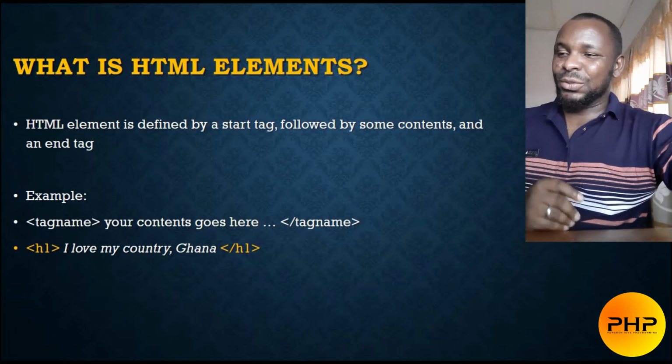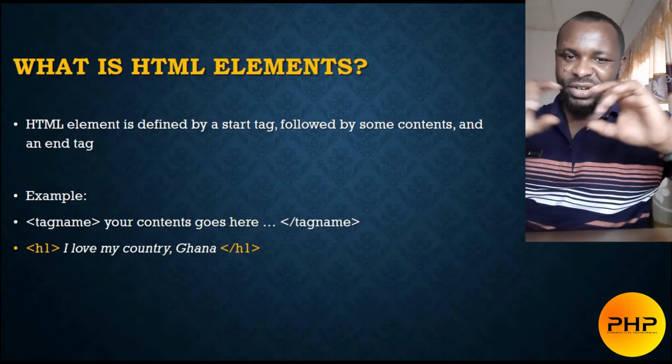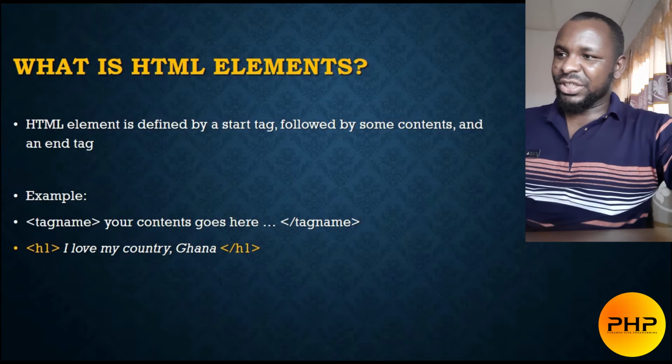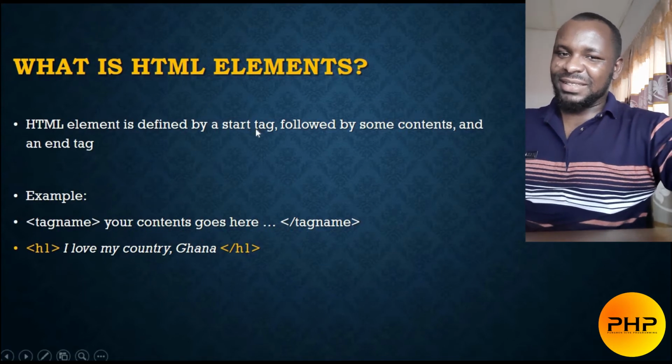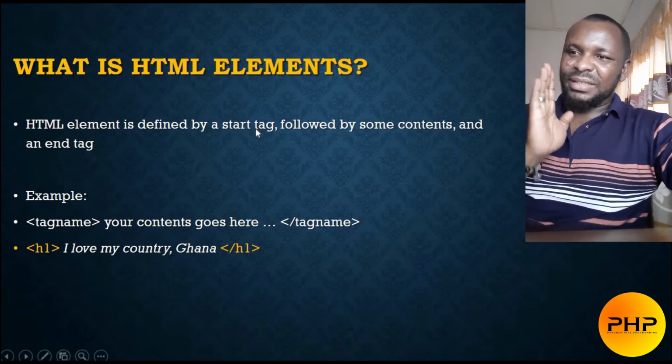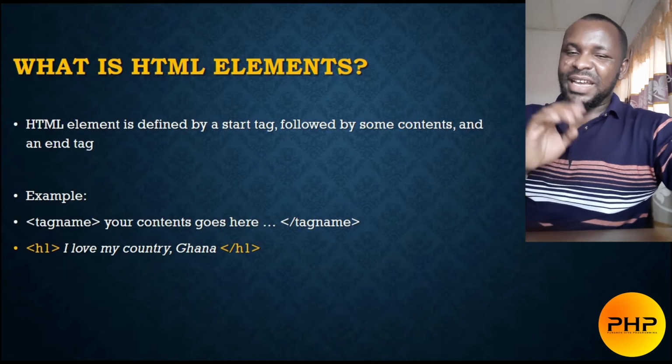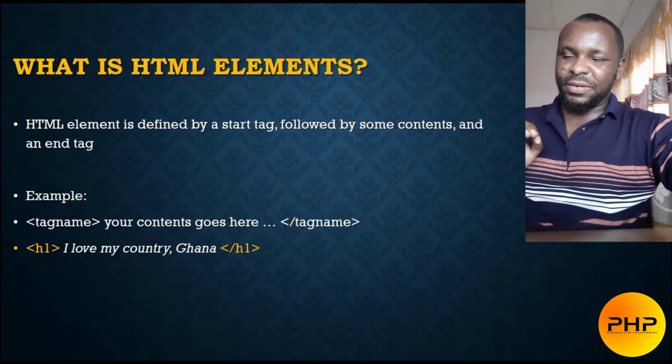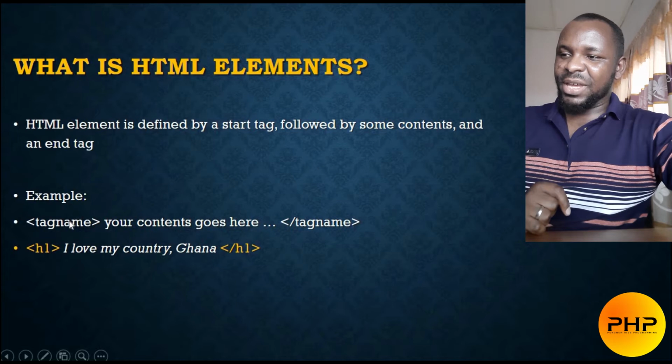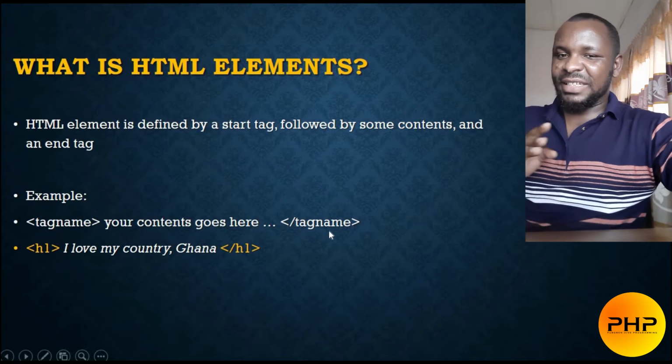So the structure of the element. Let's see the structure of the element. An element is defined by the start tag, followed by some content, then an end tag. That is an element. For example, we have the tag name here, then you put your content here in the middle, then you end with the tag name.